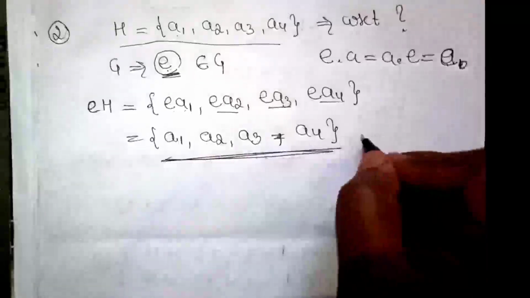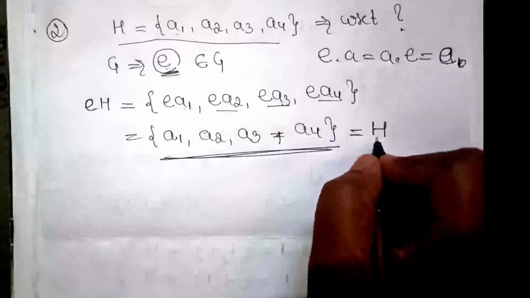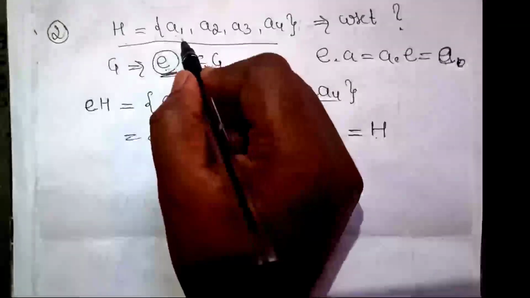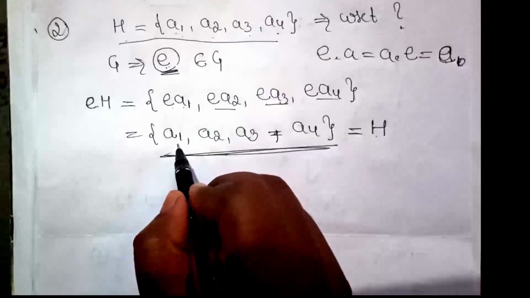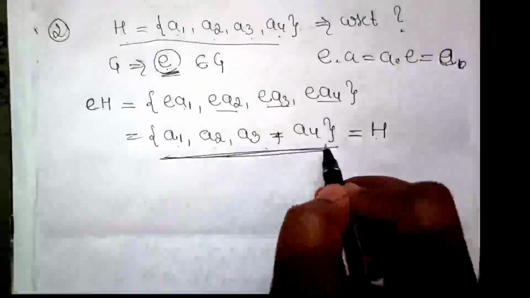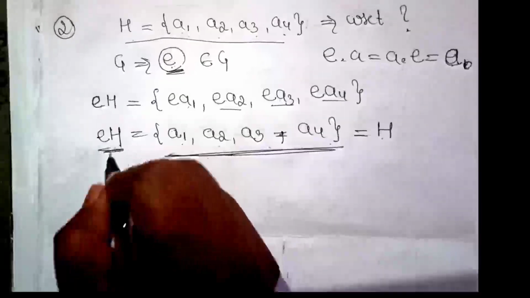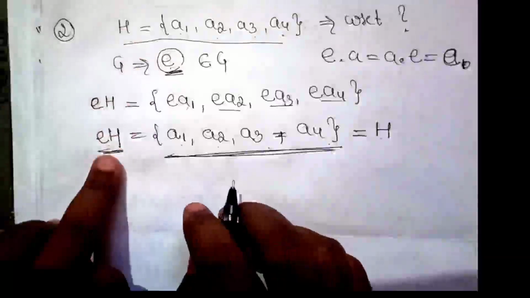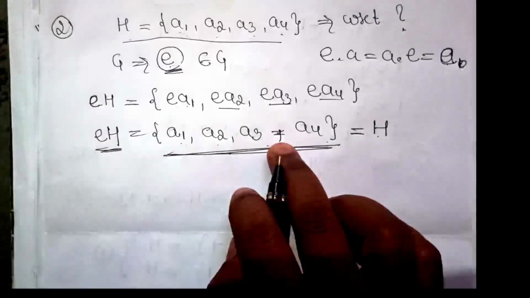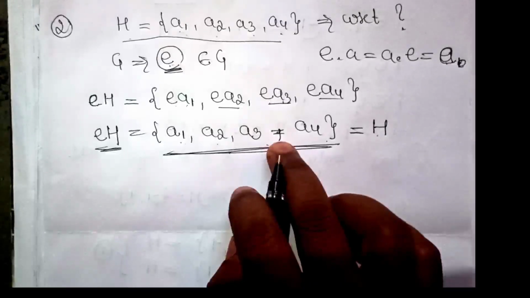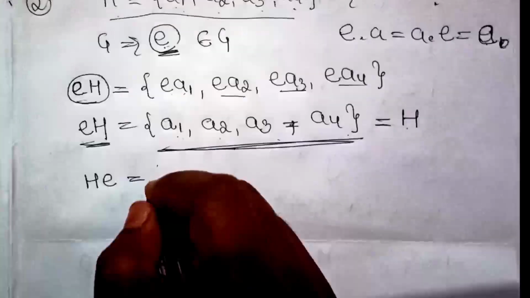So this set is again a subgroup H. See here, H has elements A1, A2, A3 and A4. Again this one also has A1, A2, A3, A4. This is the left coset. Okay, so that means H itself is a coset. We can say it is a right coset or left coset, because we have formed here the left coset.